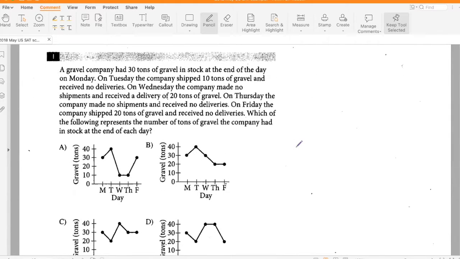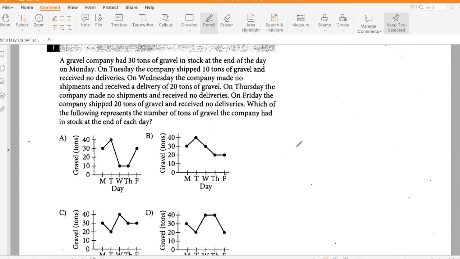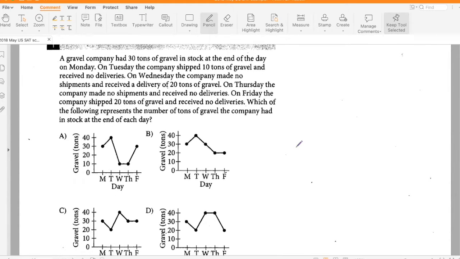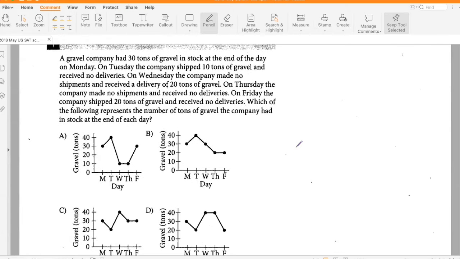Question 1. A gravel company had 30 tons of gravel in stock at the end of day on Monday. On Tuesday, the company shipped 10 tons of gravel and received no deliveries. On Wednesday, the company made no shipments and received a delivery of 20 tons of gravel. On Thursday, the company made no shipments and received no deliveries. On Friday, the company shipped 20 tons of gravel and received no deliveries. Which of the following represents the number of tons of gravel the company had in stock at the end of each day?